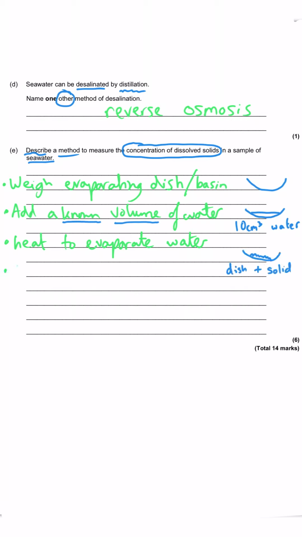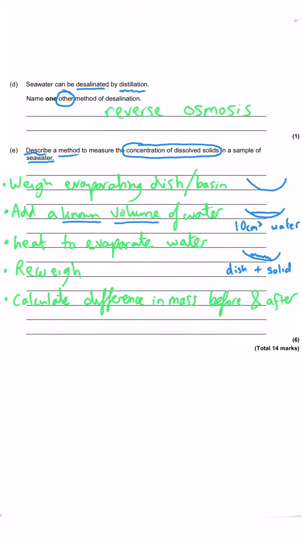And then what you would have to do is you would reweigh your dish. And so what you would do is you would subtract the mass before, the empty basin, from the mass that we've got now, which is the basin plus the solid. And what we're doing there is we're calculating the difference in mass before and after. That's probably the easiest words to say. And that's 5 marks.